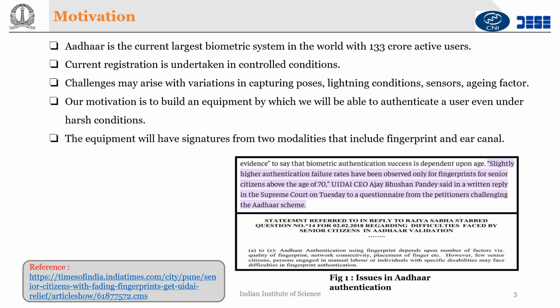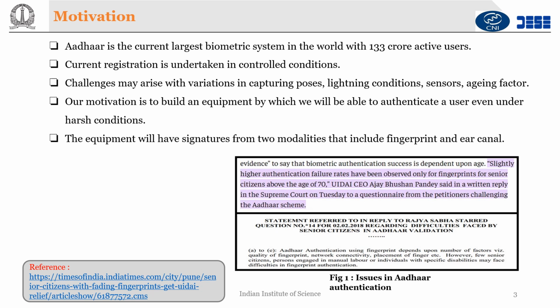So we know that Aadhaar is the current largest biometric system in the world with almost 133 crore active users. The current registration for Aadhaar is under controlled conditions. That is, you should have controlled lighting conditions, and you have to place proper capturing poses, and the aging factors are very high, where we cannot authenticate some elderly people, and there are different sensor variations.